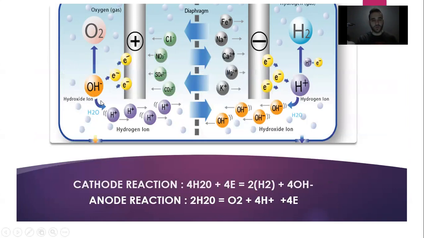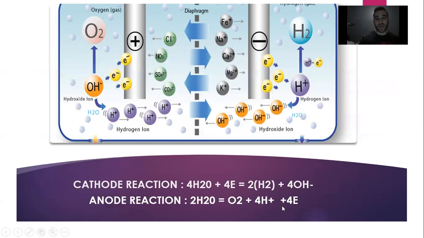So let's look at the anode reaction. For every 2 water molecules that are being oxidized, we produce O2 gas, which is oxygen gas being released from the water, and 4 H pluses, or we can say 4 hydroniums are produced, and there's 4 electrons that are being removed from the water in this case.